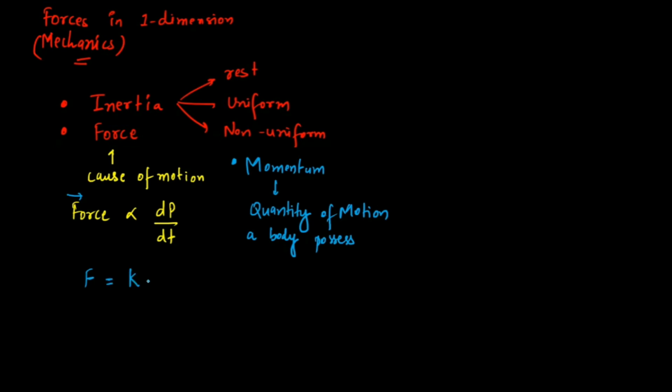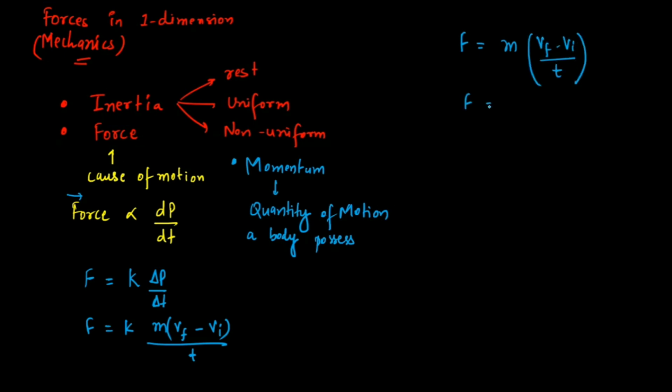So when we remove this proportionality, we get K delta P by delta T. When we substitute the value of momentum, that is going to be m times (V final minus V initial), and mass can be taken out common here. K is supposed to be 1, so we found force is nothing but the product of mass and (V final minus V initial) over T. And if you remember the first equation of motion that we studied in kinematics, it says V final equals V initial plus acceleration times time. So this thing can be replaced by acceleration and we get force as mass times acceleration.